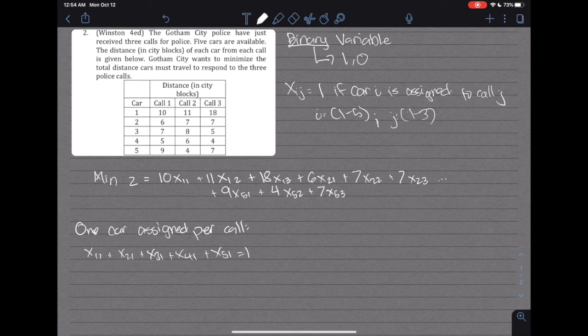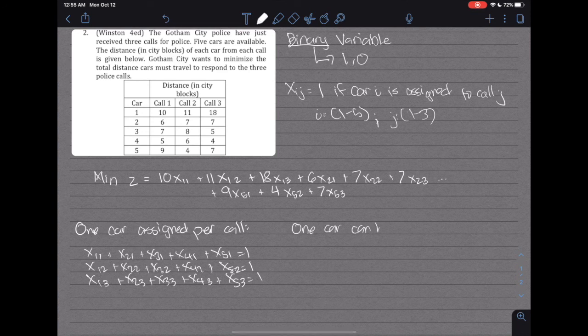We now copy the same constraint for call 2 and denote that x12 plus x22 plus x32 plus x42 plus x52 is equal to 1. And for call 3, x13 plus x23 plus x33 plus x43 plus x53 is equal to 1. The other set of constraints is that one car can be assigned to at most one call.